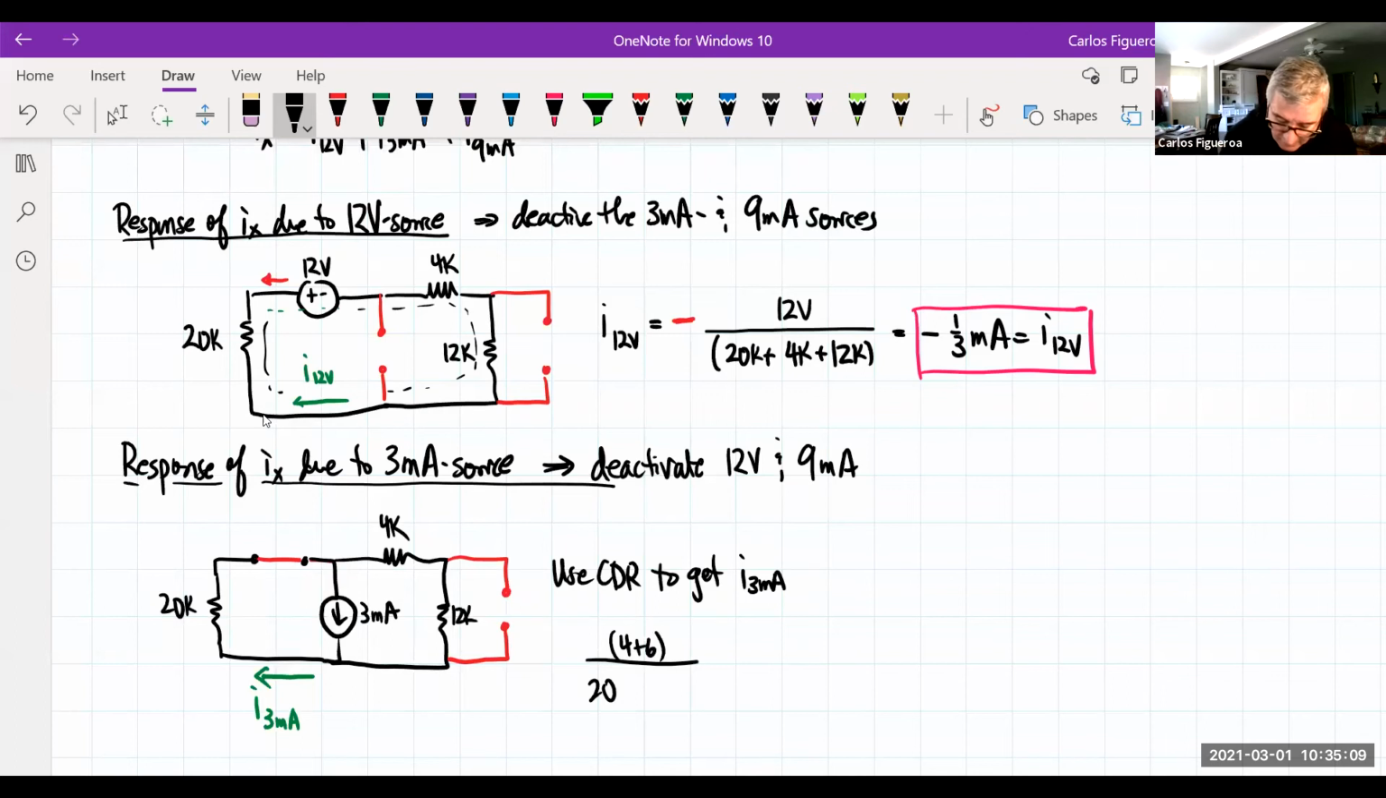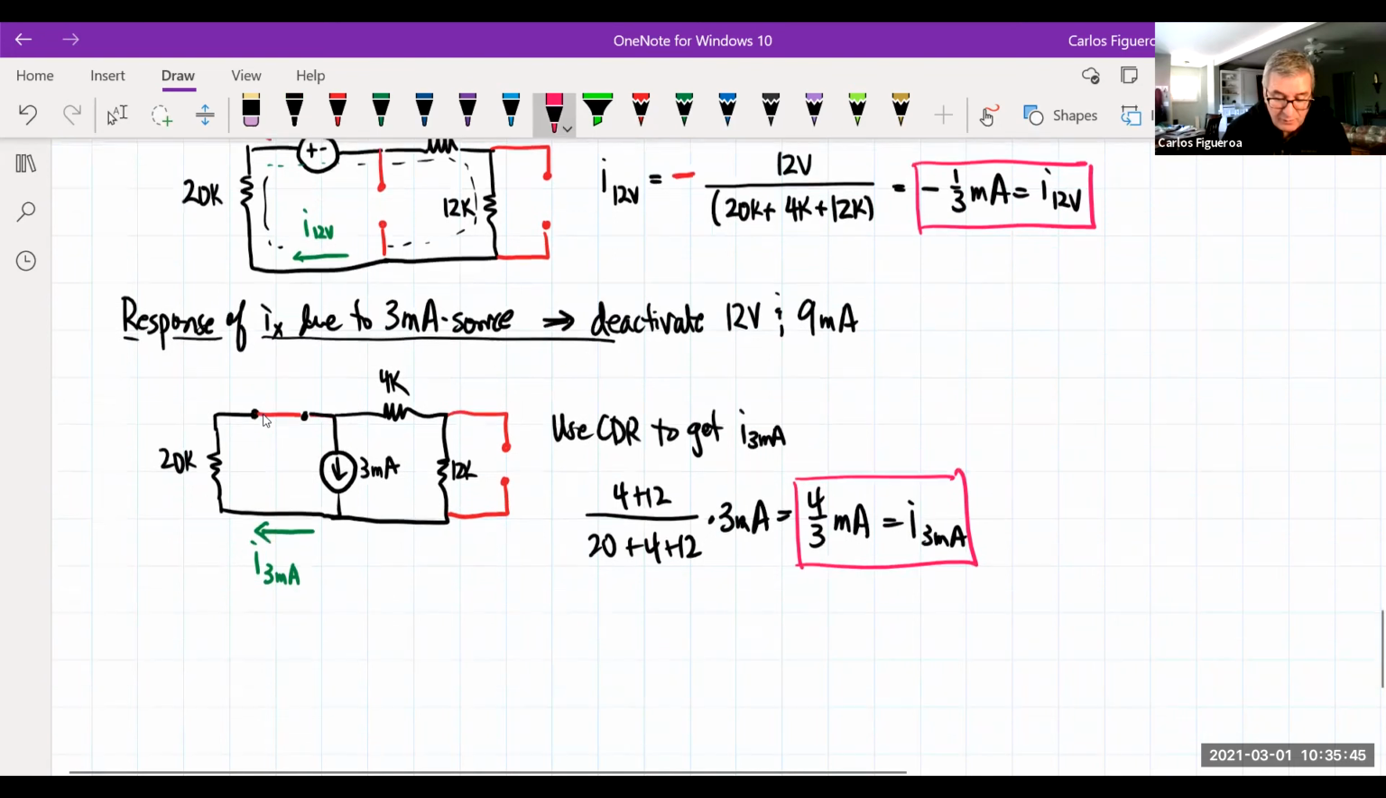So then this should be 4 plus 12, and then I'm going to get 4 plus 12 times 3 milliamps, and the value that I get here, so I get 16, what is that, 36? I believe that's 4/3, right? 48, yeah, should be 4/3 of a milliamp. So that's the contribution from the 3 milliamp.